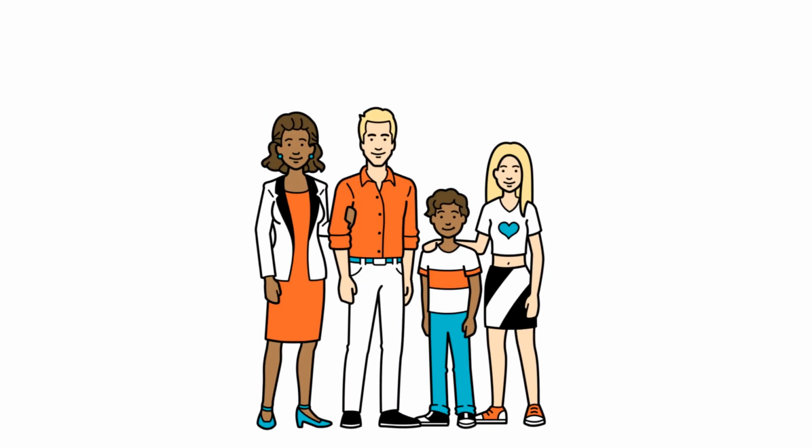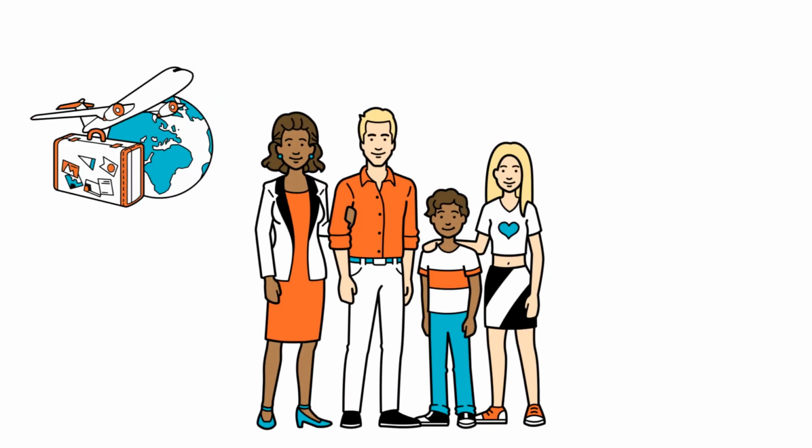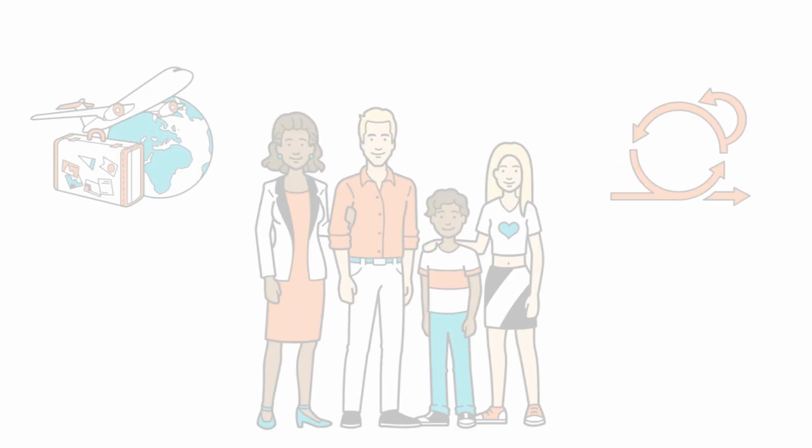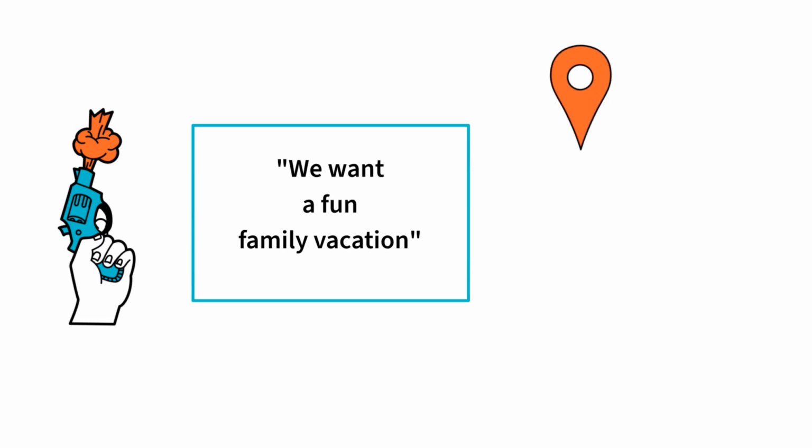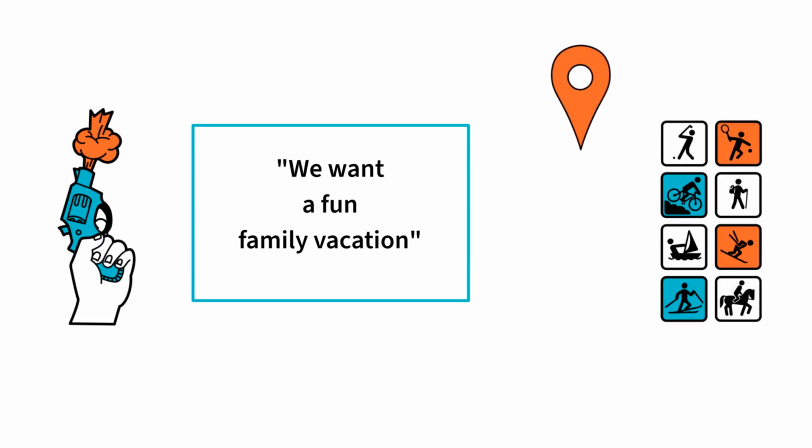Imagine your family wants to plan a 2-week summer vacation. Here's how you could use Agile methods. You'd start with a general goal like, we want a fun family vacation. Then you'd break it into smaller parts, such as choosing a destination, planning activities, and budgeting.